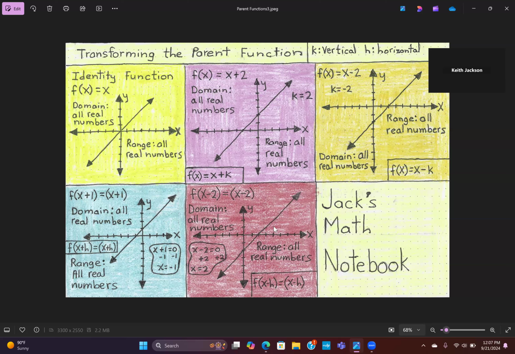You have received a lot of information about this particular parent function and its transformations, and I wouldn't blame you if you need to pause the video to take a look at all the movements of this function, or replay this video as many times as you need to gain a deeper understanding of transforming parent functions.